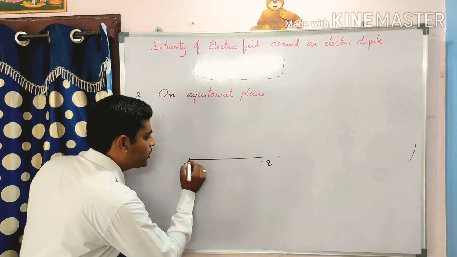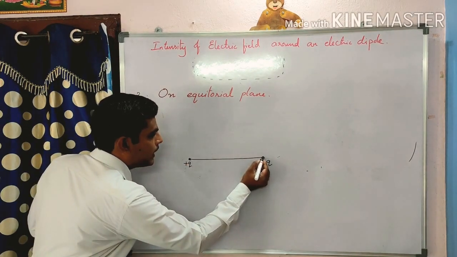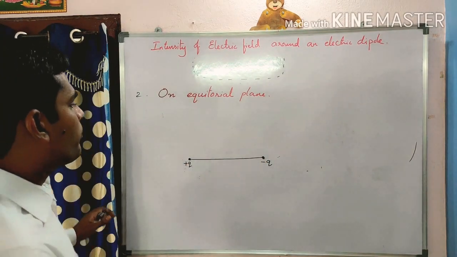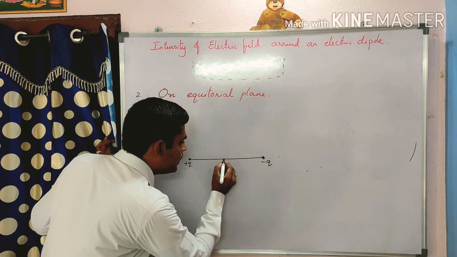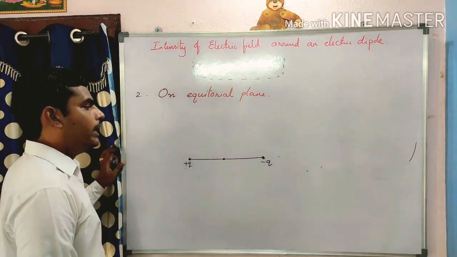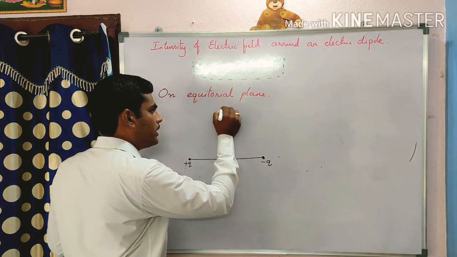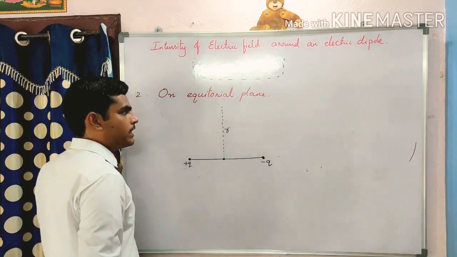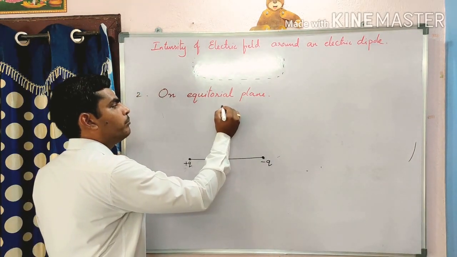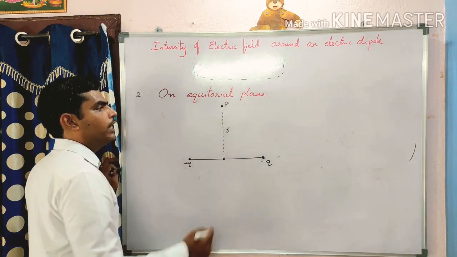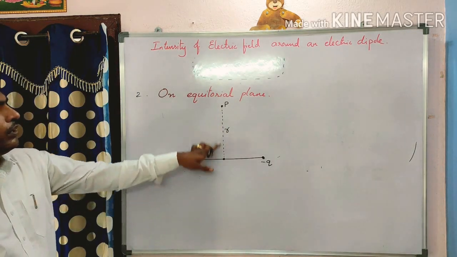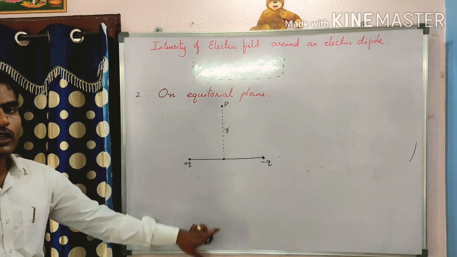So this is the positive charge and this is the negative charge. And this is the center of the dipole. Now from this center, at a particular distance r, I'll take a point P. This is called the equatorial plane.